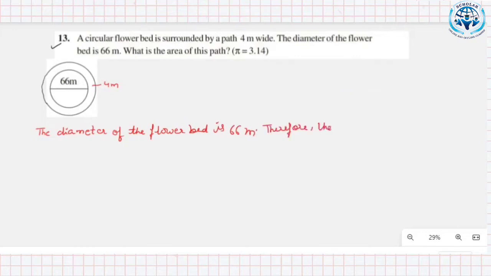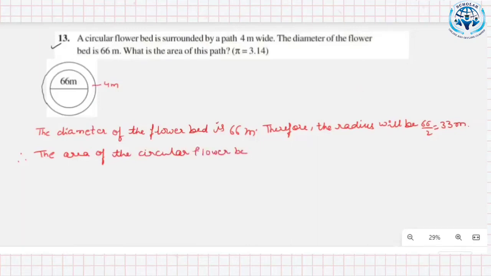The diameter of the flower bed is 66 meter. Therefore, the radius will be 66 upon 2 is equal to 33 meter. Therefore, the area of the circular flower bed is pi r square is equal to 3.14 into 33 into 33 is equal to 3419.46 meter square.